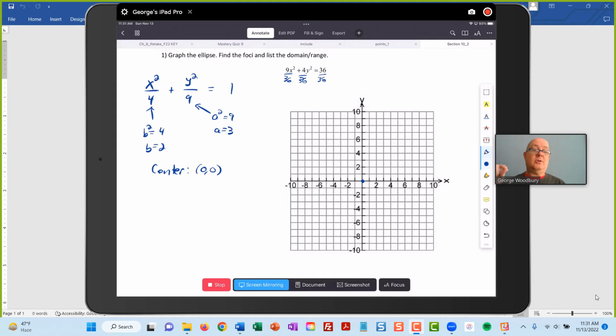The number being squared under x squared tells you how far to go left or right. So we're going to move 2 units to the left and right of that center. The number being squared under y squared tells you how far up or down to move from the center. And here that was 3 units. So 3, 3.